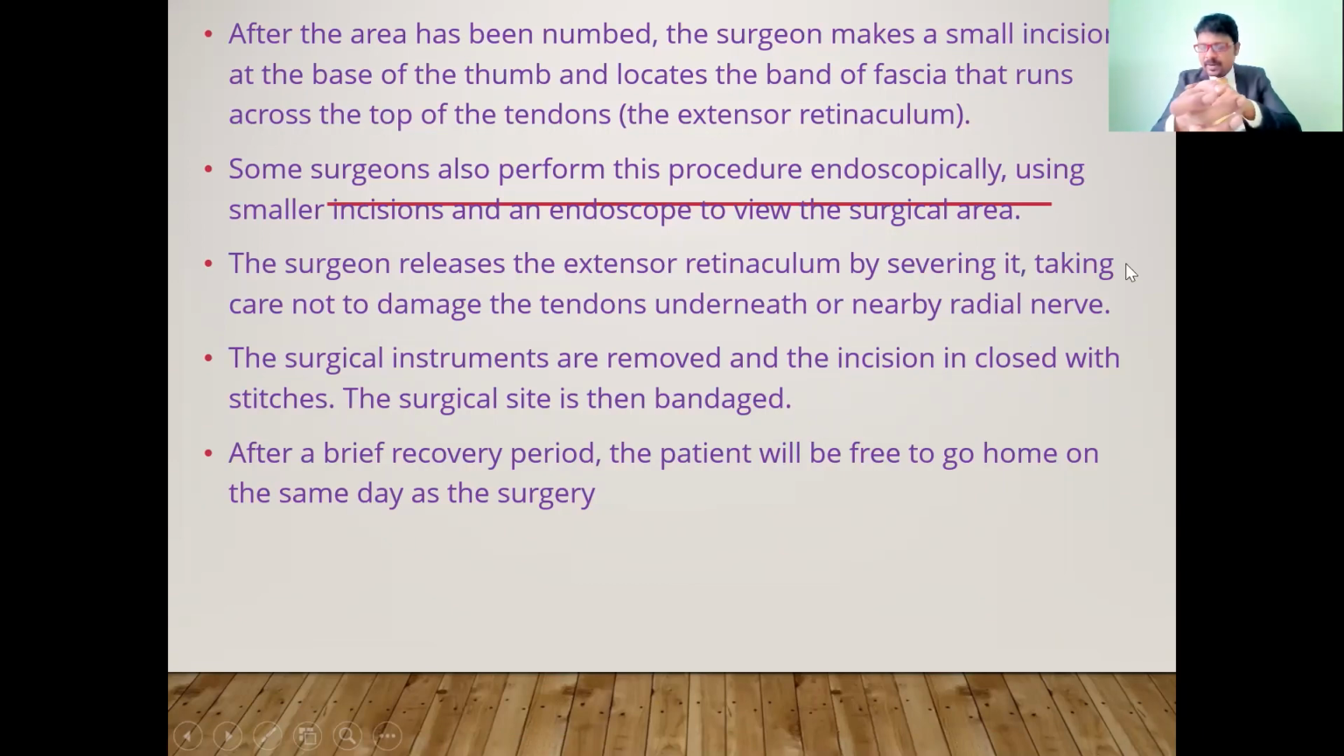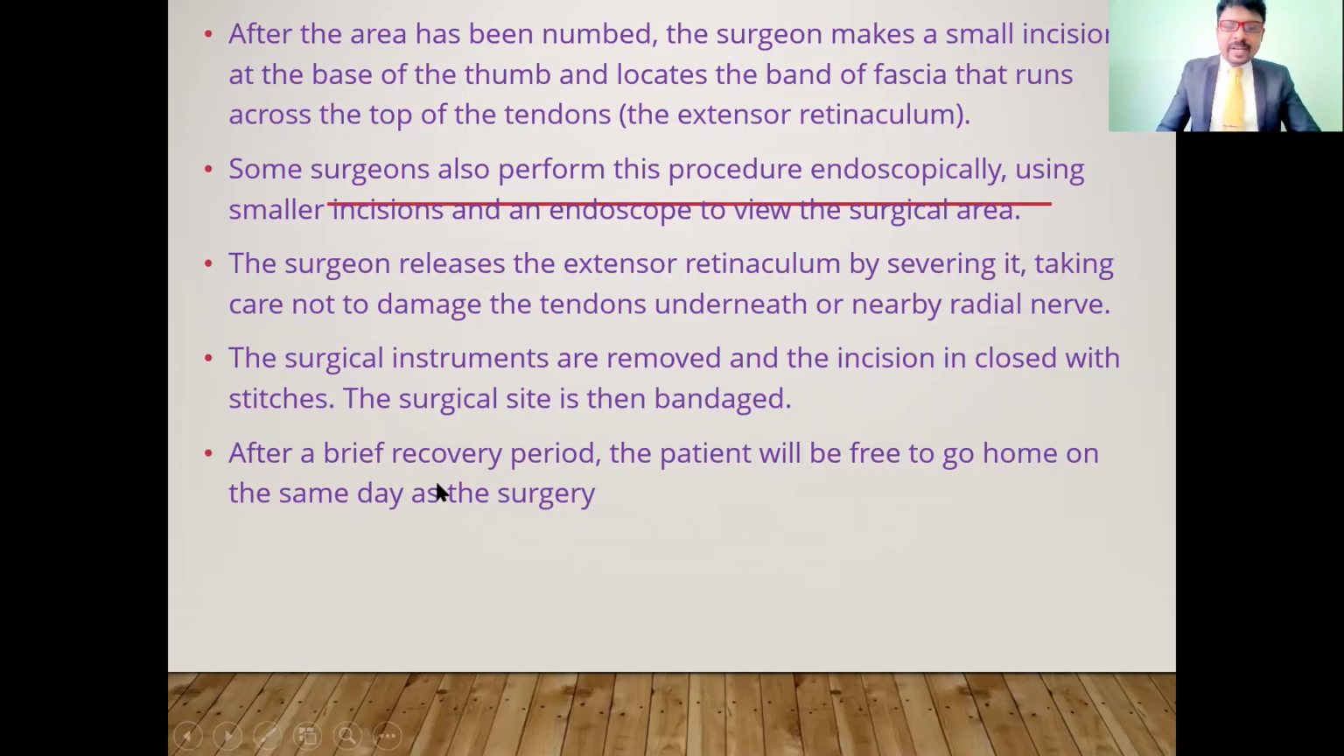The major nerve supplying these muscles is the radial nerve, so while doing the surgery, injury to the radial nerve and the other underlying structures has to be avoided. Then the surgical instruments are removed and the incision is closed with stitches. After cutting the fibrous sheath, the incision area is closed and the surgical site is bandaged.